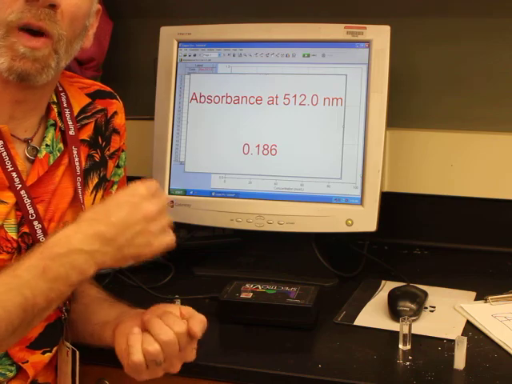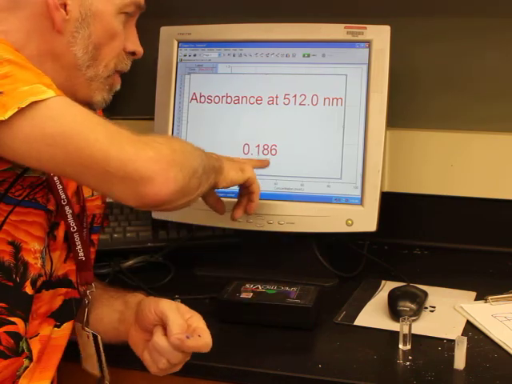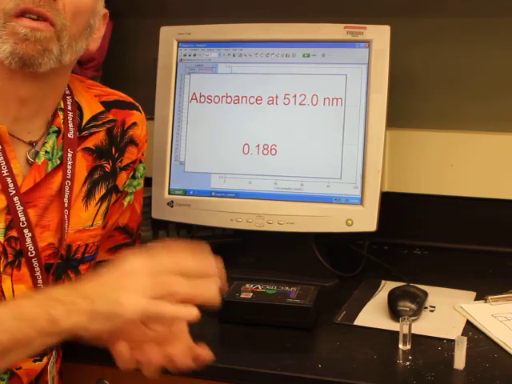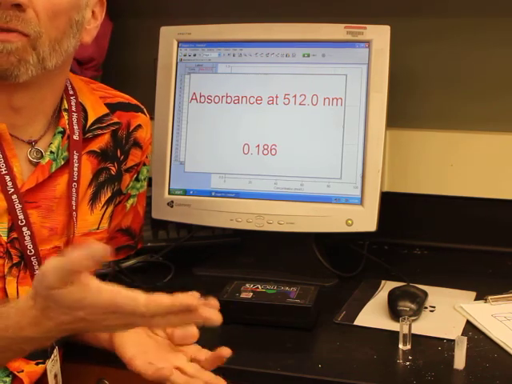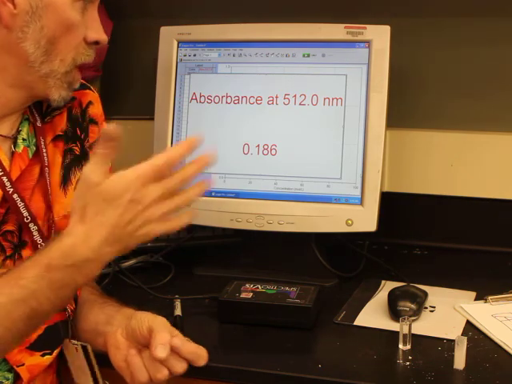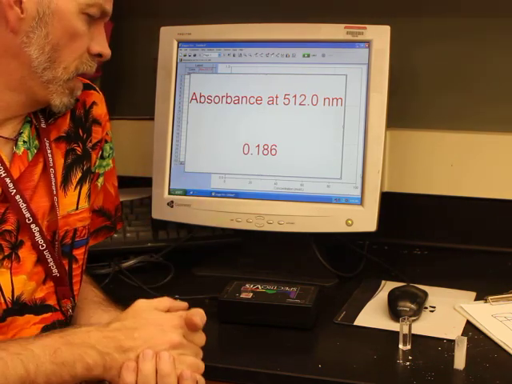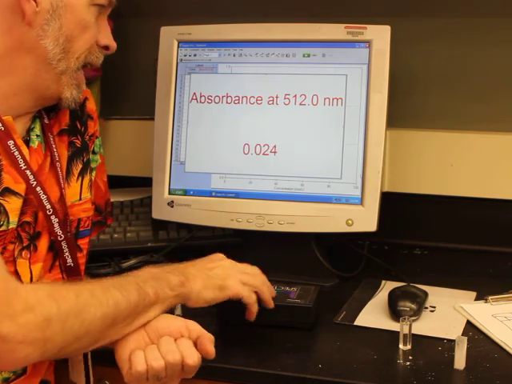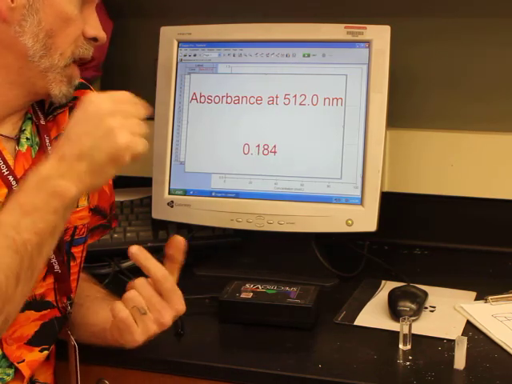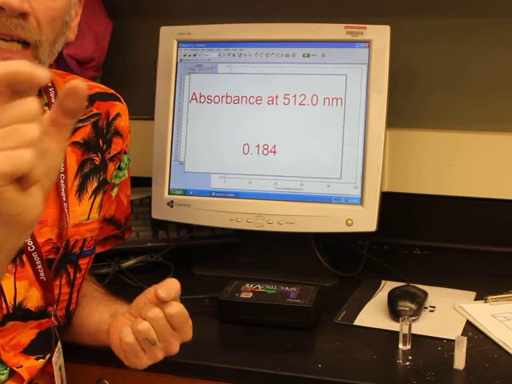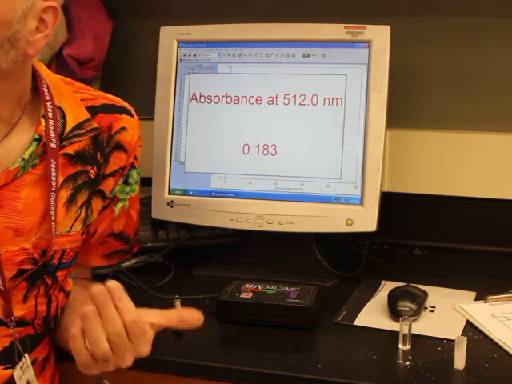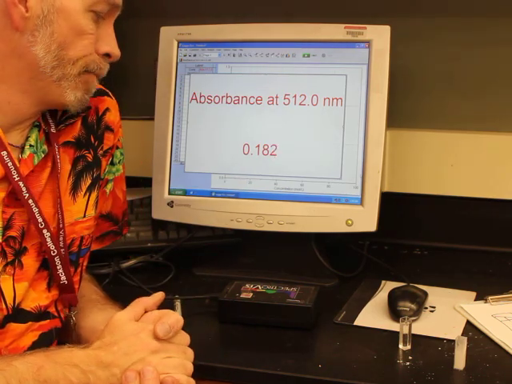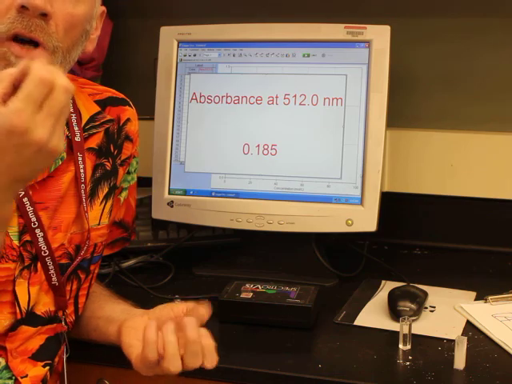This is not like a balance where you have to let it settle and stabilize. The number that is registering there is basically the average of the last 3 seconds' worth of runs, and it will always be slowly updating. It might flop around a little bit, although it's looking mighty stable right now. The reason you have to drop it in and wait a couple of seconds is to make sure you're getting the last 3 seconds, of which that number is an average. Sort of like a moving average. So that is our absorbance.